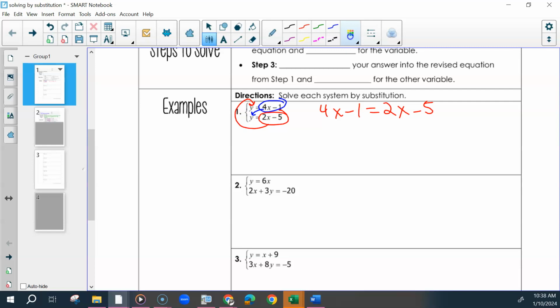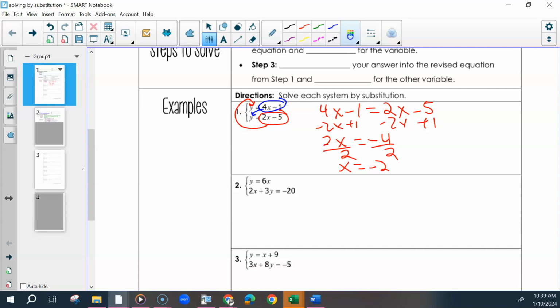And now that we've substituted, now we can solve for our variable x. How would we do that? We can add 1 and subtract 2x. So we have 2x equals negative 4. Divide both sides by 2. Now that's just half of it.